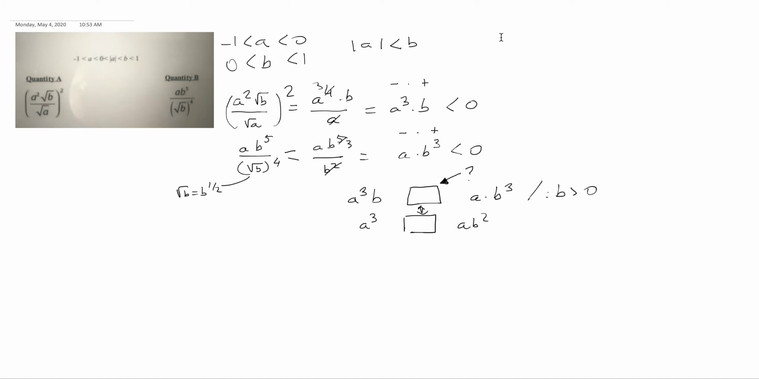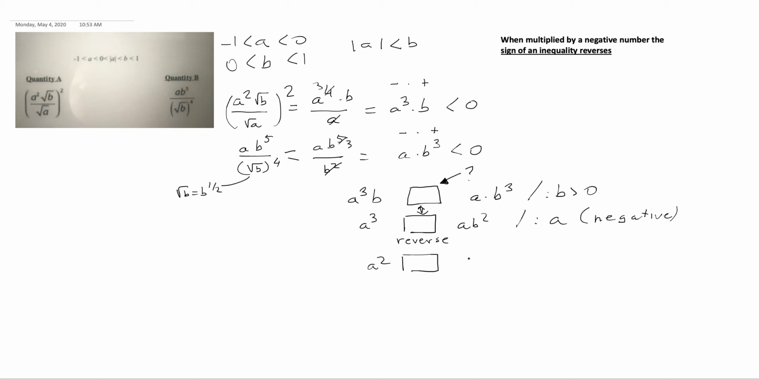But there is one important rule that we have to apply right now. Because when we multiply an inequality by a negative number, the sign of the inequality reverses. And this is the key here. Because what I would like to do is divide by A, but A is negative. So actually what's going to happen is after I divide by A, the inequality sign will reverse. So here is the reverse. All right, so we're going to have A squared, and here we're going to have the reverse inequality with some kind of relationship to B squared.